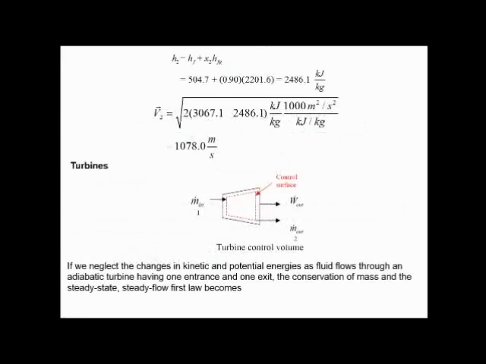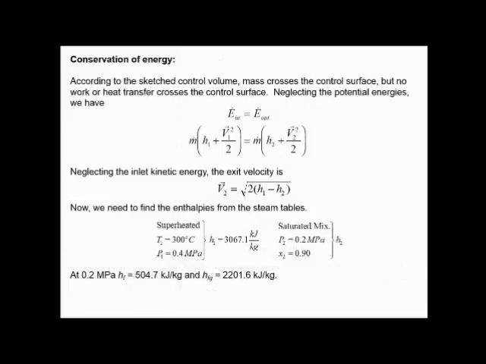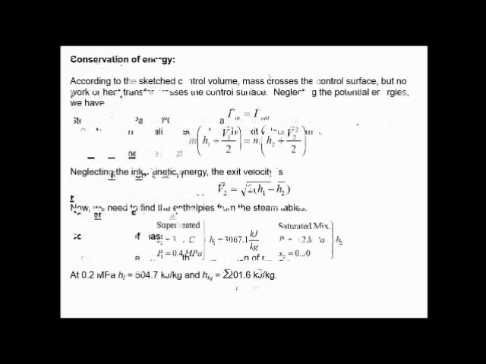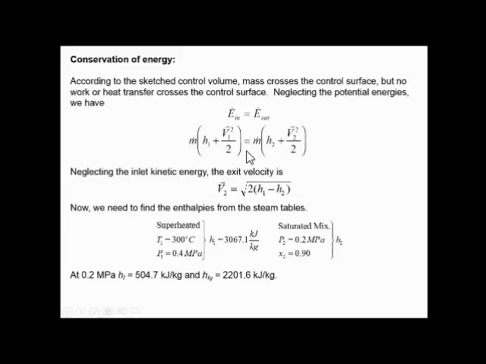Let me show you this example. Steam at 0.4 megapascal, 300 degrees centigrade enters an adiabatic nozzle with a low velocity, and leaves at 0.2 megapascal, quality 90%, meaning x. So again, bring all your knowledge and all your numerical quantities, as you need to consider everything in this problem. The control volume is the nozzle, property relations you will get from the steam table, and the process is adiabatic, steady flow.